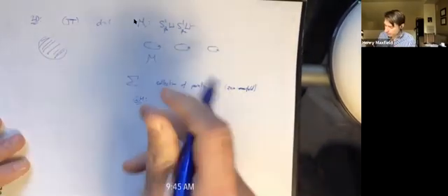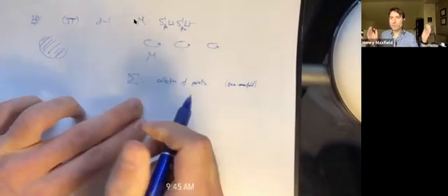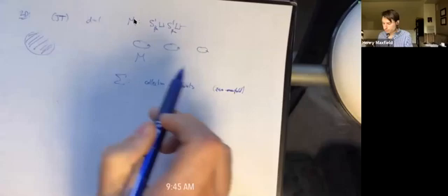The dual theory is a quantum mechanics. So there's no space in the dual theory. There's only a time direction.